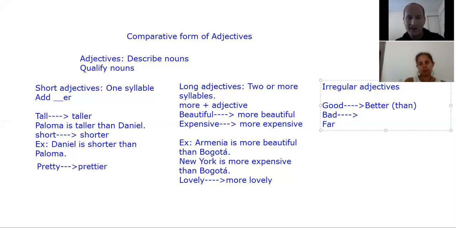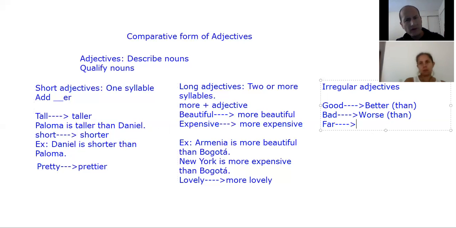You don't say better or more bad. No, you say worse. Worse than. Okay. Worse, peor. Peor que. Okay, that is worse. And the other irregular adjective we have is far, lejos.